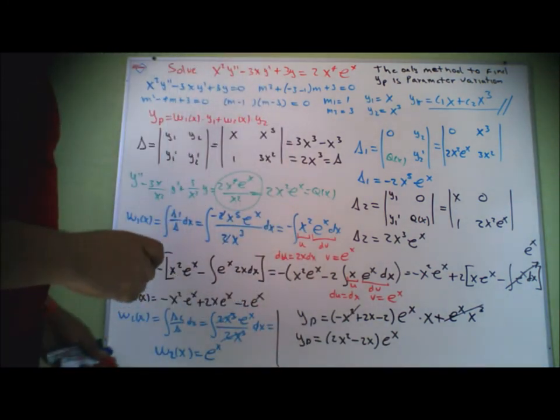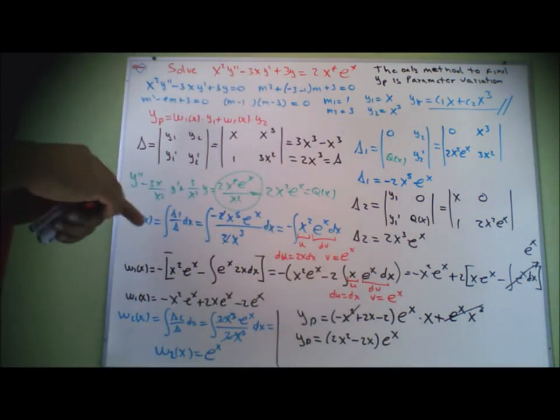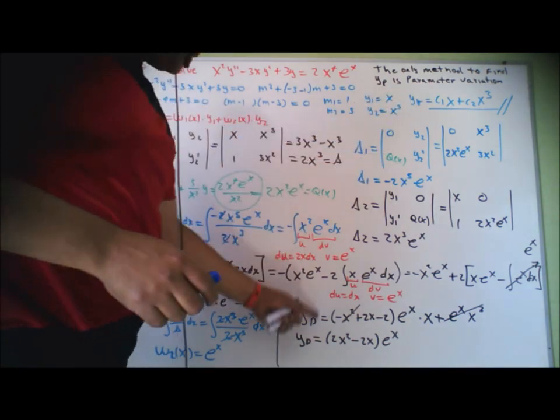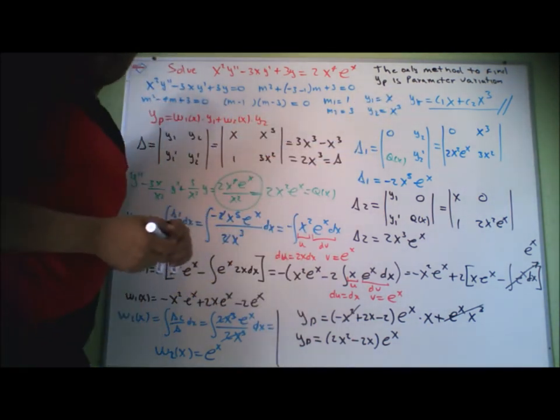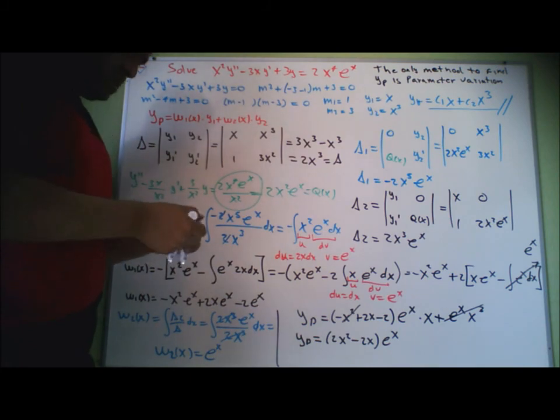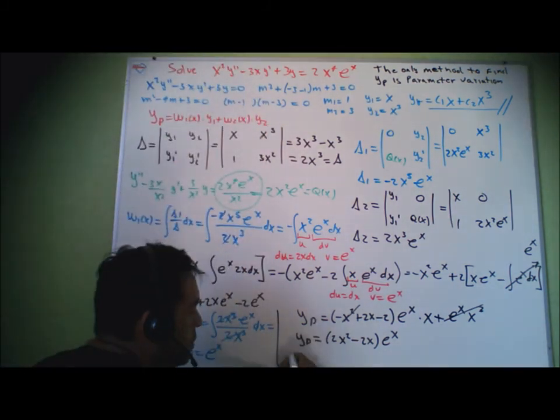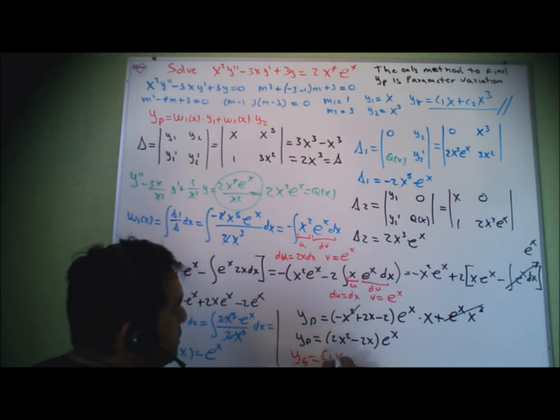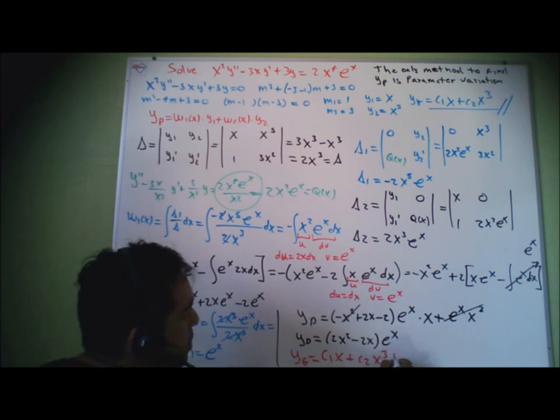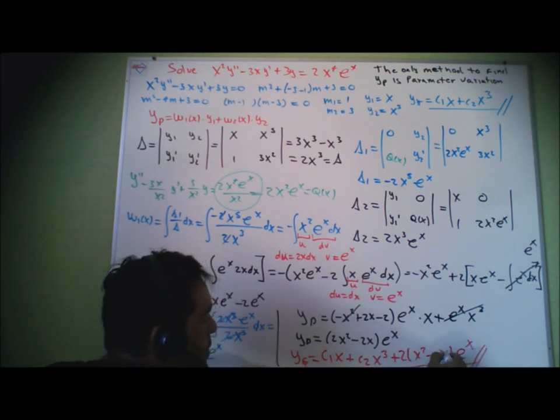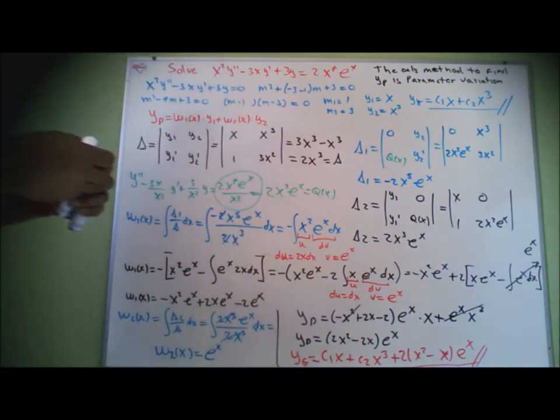Alright, so that is the particular solution. Now what is the general solution? The general solution is just the homogeneous plus the particular. I'm going to write it here. I hope you can see it. So my general solution is going to be C1 x plus C2 x to the power 3 plus your particular solution, 2x squared minus 2x exponential of x. We can actually factorize the 2 here. And this is the methodology to find the particular solution.